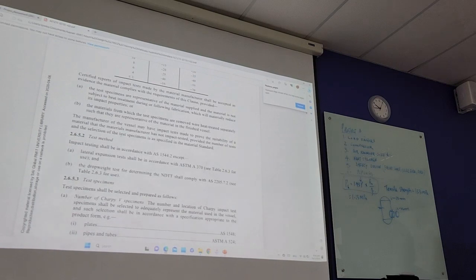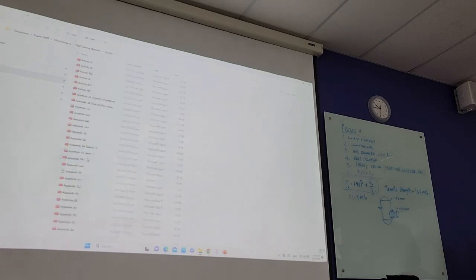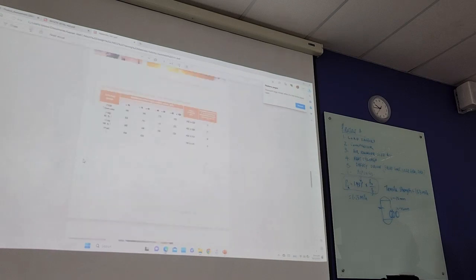Now we talk about the catalog. This is now the Australian standard. We also need to look into the catalog, because later when you want to buy the sheet metal, how do we buy it? We have to go to Appendix 5E1. So we look at this catalog.